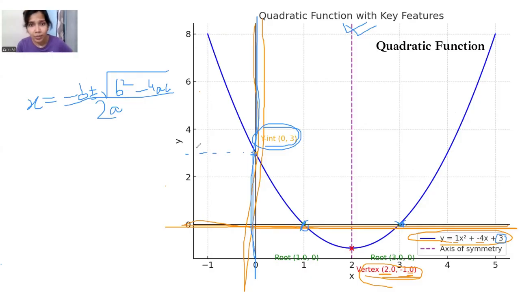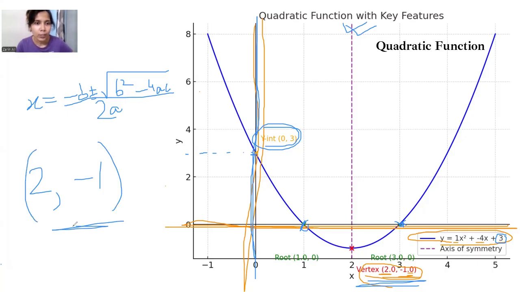To get the axis of symmetry, it's again guided by the vertex, and we already got the vertex. You see the vertex was 2 comma minus 1. We calculated this vertex in order to get this particular line.